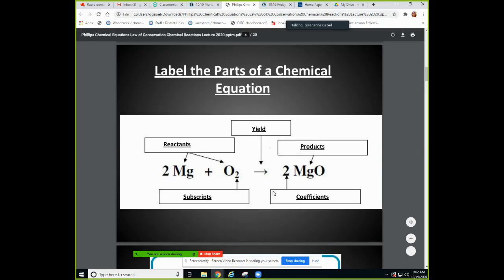This equation demonstrates the law of conservation of mass. We started with 2 atoms of each element and we ended with 2 atoms of each element.